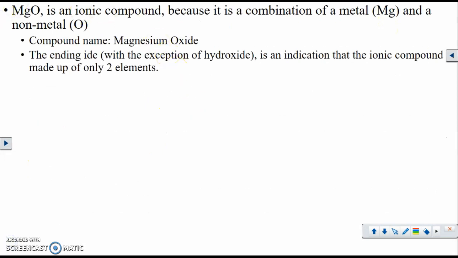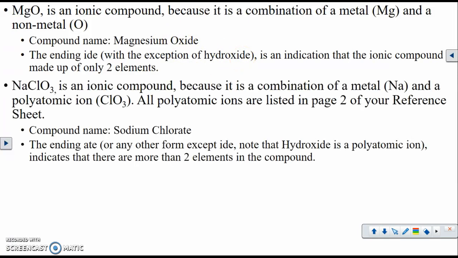So what happens when we go from a formula to a name? In this case, we have magnesium and oxygen. It's a binary compound, meaning there are only 2 elements involved. So it's just straightforward: write the name of the positive ion, magnesium, and the name of the second atom ending in -ide, magnesium oxide. And FYI, this is no different between covalent compounds and ionic compounds. Binary compounds will always have an -ide ending, except for hydroxide, which is a polyatomic ion.